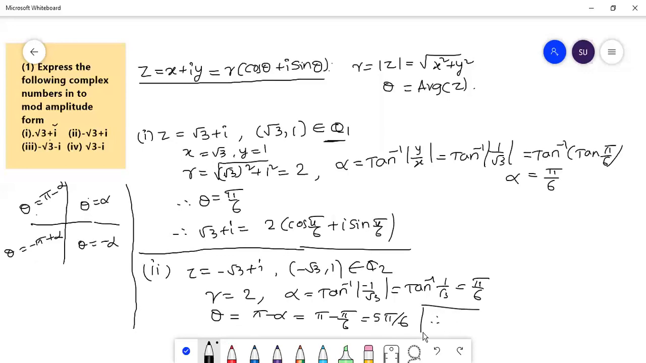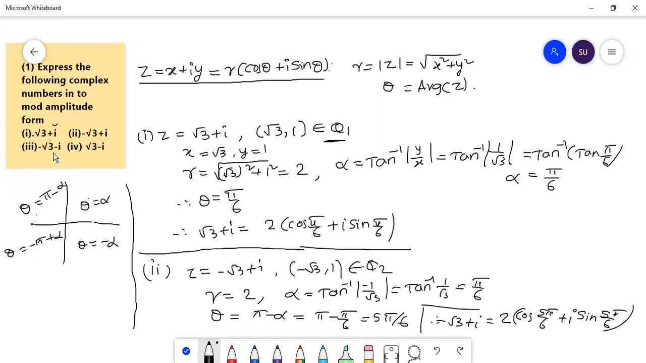Therefore the mod amplitude form of minus root 3 plus i is equal to 2 into cos 5 pi by 6 plus i sin 5 pi by 6. This is the answer. In the same way, you just try the remaining two problems.